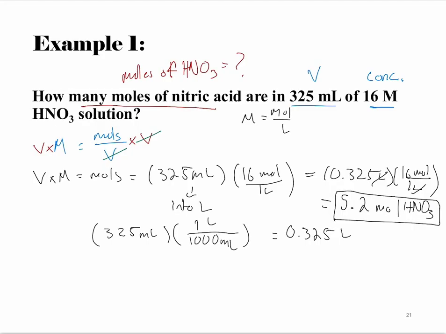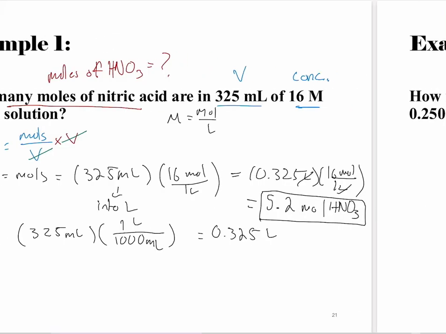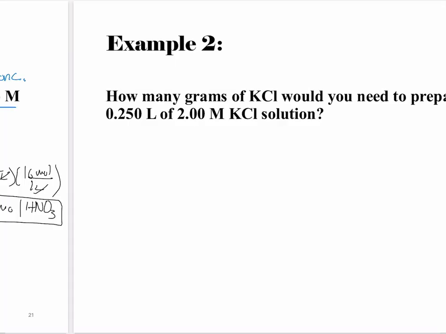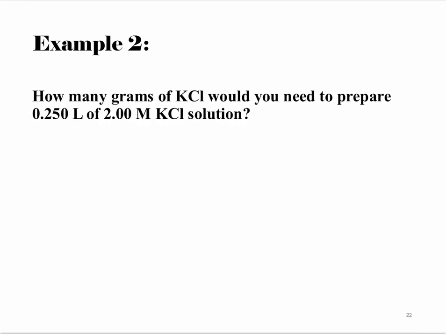All right, any questions on this? Okay. So here we have how many grams of potassium chloride would you need to prepare 0.25 liters, so you want a target volume, of a 2 molar potassium chloride solution. So now we're asking how many grams of the solute do we actually need to dissolve in what volume? Yep, a quarter of a liter to actually make the concentration that we want, right?